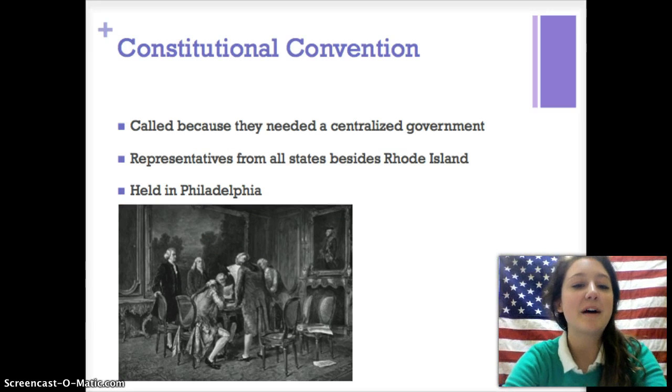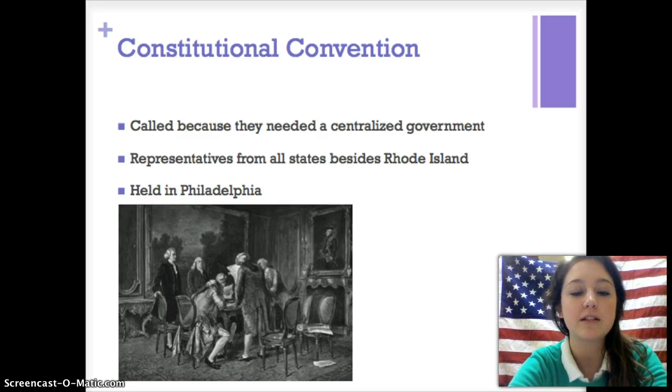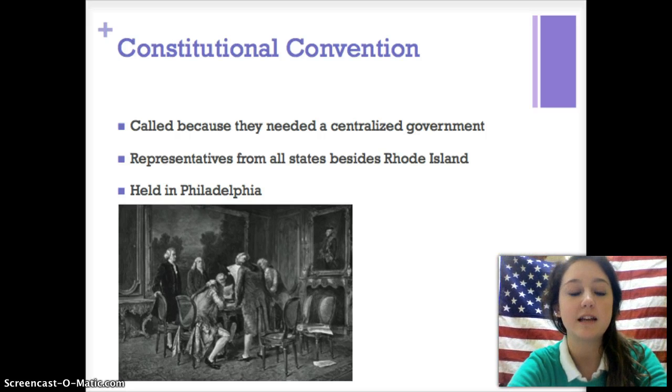The next thing I'm going to talk about is the Constitutional Convention. Because the new nation needed a centralized government, Alexander Hamilton called a meeting to discuss the problems arising. The first meeting was on May 25, 1787. Representatives from the 13 states were supposed to attend the meeting, but Rhode Island would not send a delegate. These sessions were held in Philadelphia at what is now known as Independence Hall.